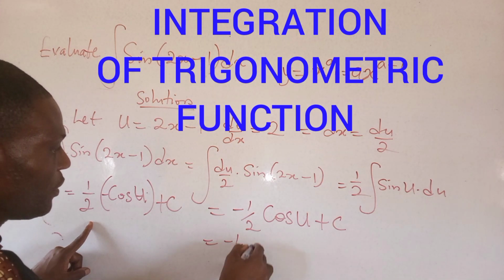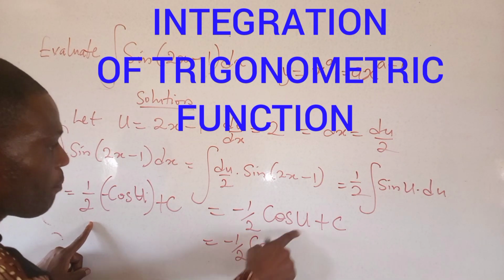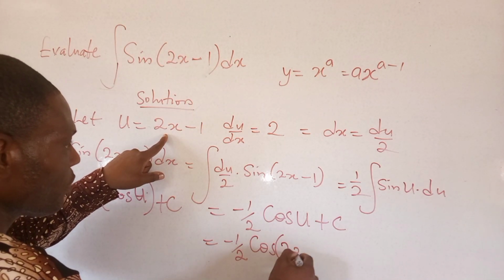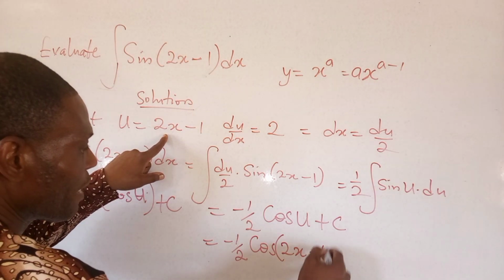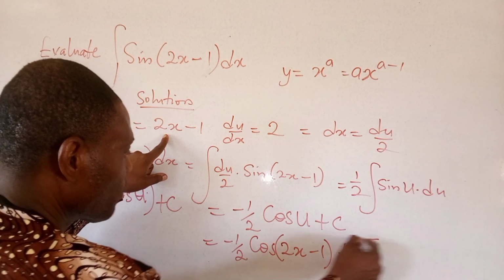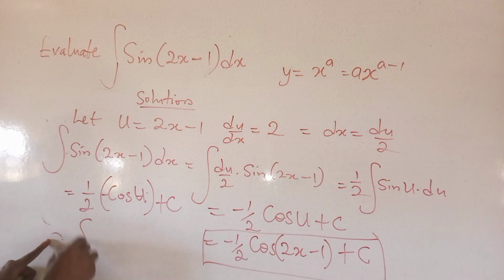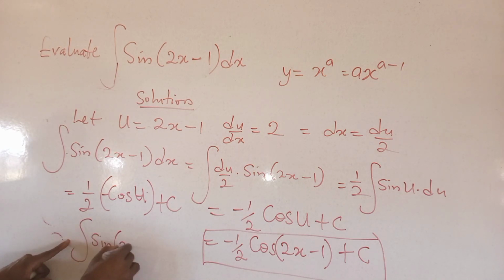minus 1 over 2 cos, replacing u with this value, so I'm going to have 2x minus 1, plus c. So this is the solution of the integration of sine 2x minus 1 dx. I hope this is clear.